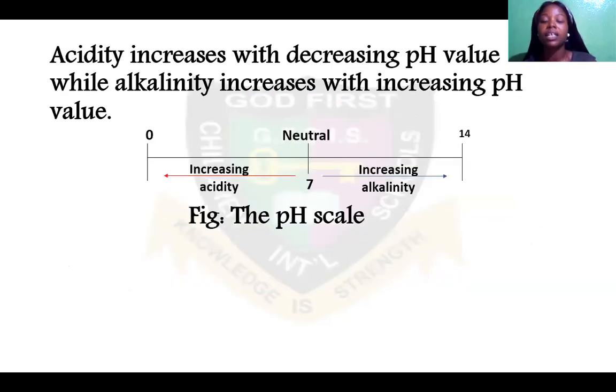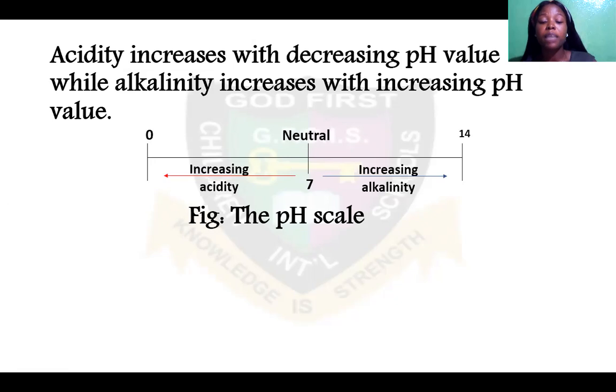Now let's look at the next thing. Acidity increases with decreasing pH value. As pH value is decreasing, acidity increases, while as pH value is increasing, the alkalinity is increasing. Like I said, the pH scale is numbered from 0 to 14. At 7 is neutral, which is the middle point. Then between 0 and 7 is acidity. And as the pH value is decreasing, the acidity is increasing.